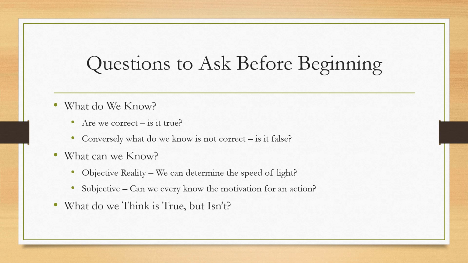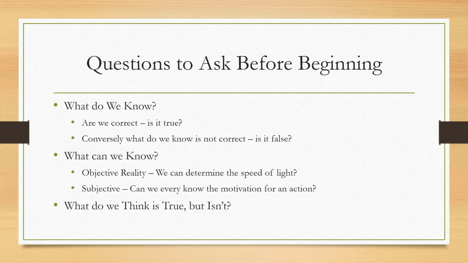So what do you know about criminal justice? Is what you know true? And conversely, what do we know that we later discover is false? And having discovered it's false, how does that change what we do? Now, to be fair, we'll talk a little bit now about objective and subjective reality.